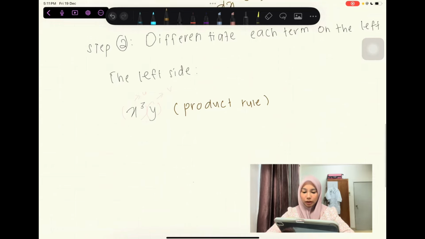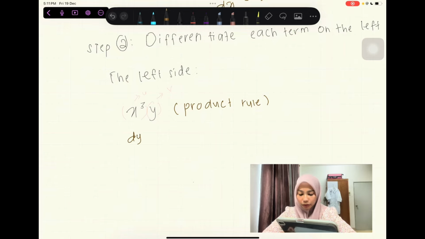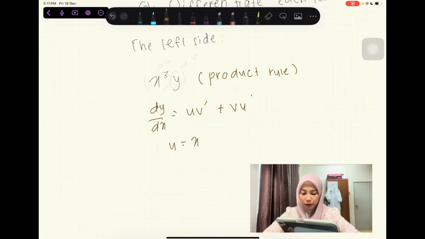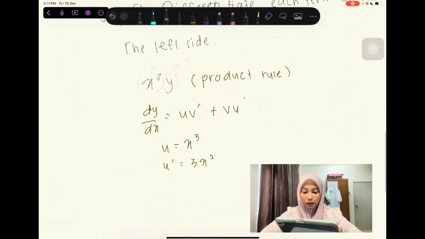So we know that the formula of product rule is dy over dx equal to uv prime plus vu prime. So u equal to x power of 3. If we differentiate x power of 3, we will get u prime equal to 3x power of 2. So for v equal to y, if we differentiate y, we will get v prime equal to dy over dx.